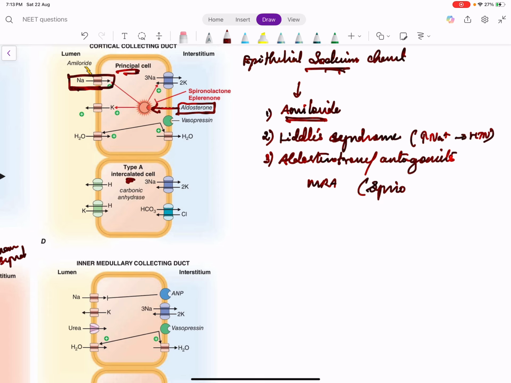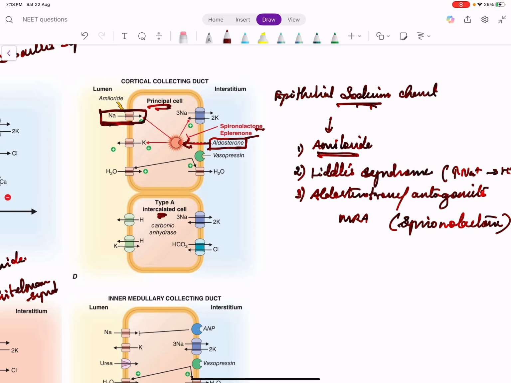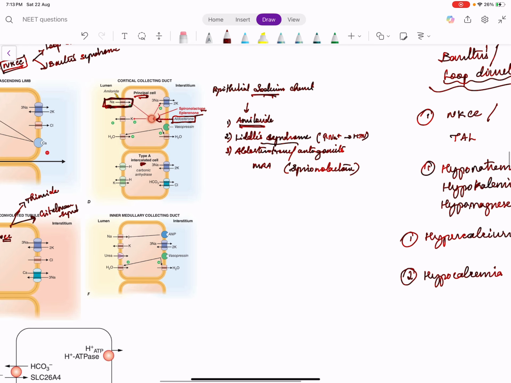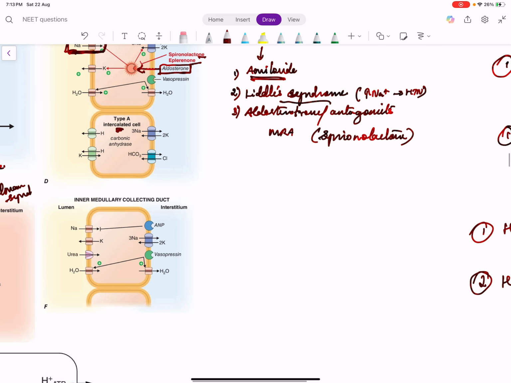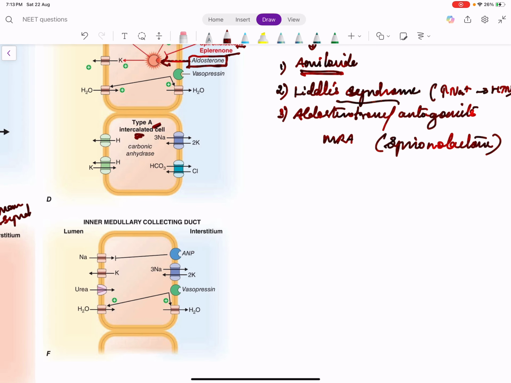So two categories of drugs are used to inhibit this process. One, by giving aldosterone antagonists like spironolactone or eplerenone, which inhibits the mineralocorticoid receptor, or by giving epithelial sodium channel antagonists like amiloride. Activating mutation of this is called as Liddle syndrome, which causes hypernatremia and hypertension. Then the type A intercalated cells are important because of proton excretion, H plus excretion. So pathology of this will cause renal tubular acidosis type 1, that is the distal RTA.